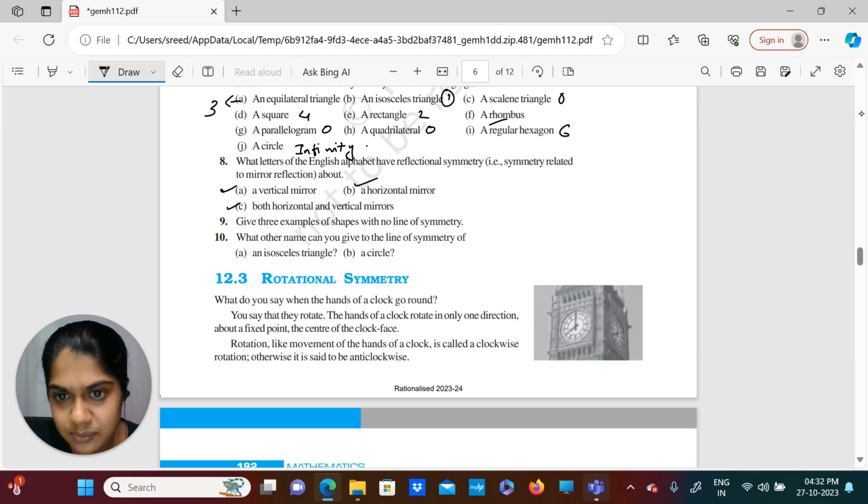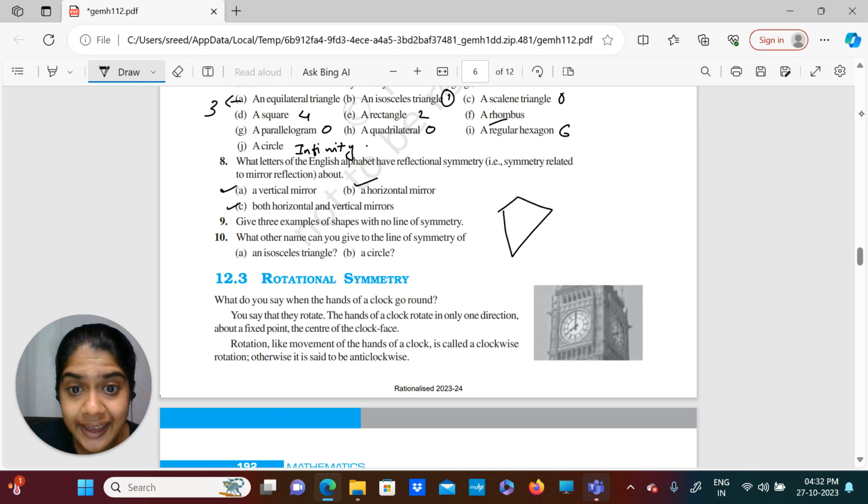Please give examples of shapes with no lines of symmetry. Simply a quadrilateral will not have a line of symmetry. Correct. Our hand does not have any line of symmetry. Correct. Shapes, parallelogram.